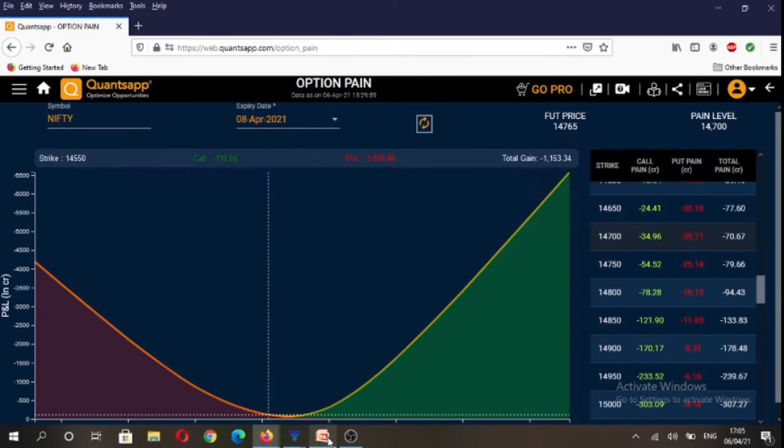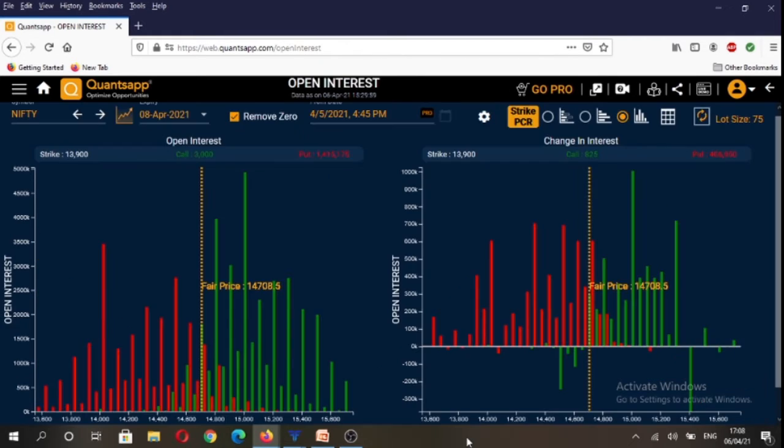So let's start by analyzing Nifty options open interest data for 8th April weekly expiry contract. So the max pain level has shifted up from 14,650 to 14,700 level. It tells us that if market was to expire at 14,700 level on 8th April, in that scenario, option buyers are going to suffer the highest amount of losses. As you all know, a large percentage of options expire worthless on expiry.